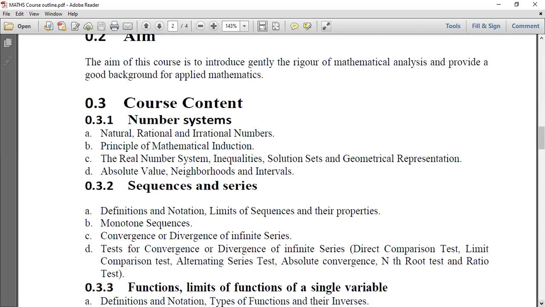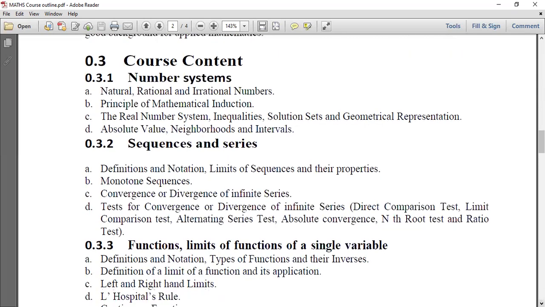Okay, so in preparation for your exams, these are the topics that you're going to cover, and these are the areas that you should concentrate on. Of course, the number system, which gives you an introduction where we're looking at natural numbers, rational numbers, irrational numbers, principle of mathematical induction, the real number system, inequality solution sets, geometrical representation, absolute value, and intervals.